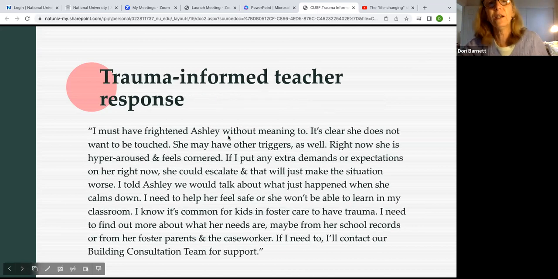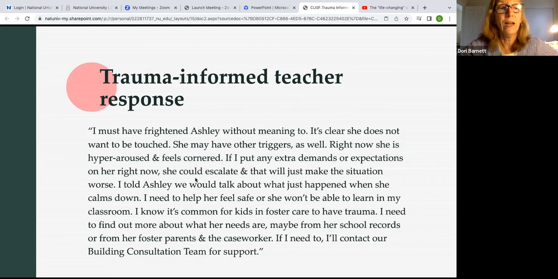Okay, so in contrast, here's our trauma-sensitive teacher response. I might have frightened Ashley without meaning to. It's clear she does not want to be touched. She may have other triggers as well. Right now, she's hyper aroused and feels cornered. If I put any extra demands or expectations on her right now, she could escalate, and that will just make the situation worse. I told Ashley we would talk about what just happened when she calms down. I need to help her feel safe, or she won't be able to learn in my classroom.